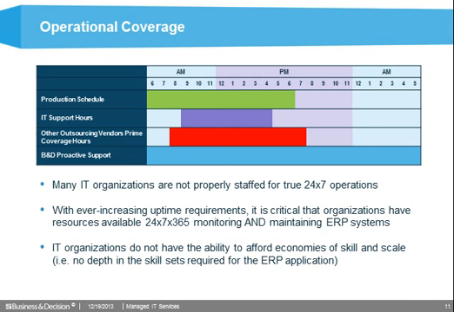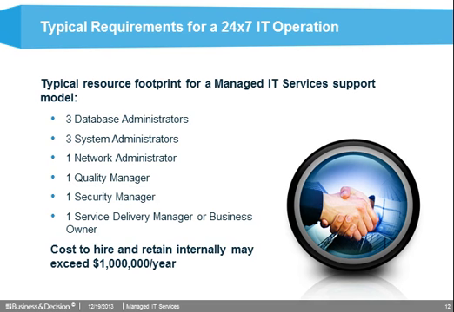So now we're going to take a look at the typical requirements for an IT organization. We've covered the fact that most of you will need multiple disciplines to support an enterprise system. We also discussed the need of having depth within those disciplines to cover a broader operational coverage window. So let's look at what that footprint could look like. Typically, 3 database administrators, and this isn't necessarily because you need the effort of 3 full-time people, but you need the coverage and the depth of knowledge internally to be able to expand and contract as needed.